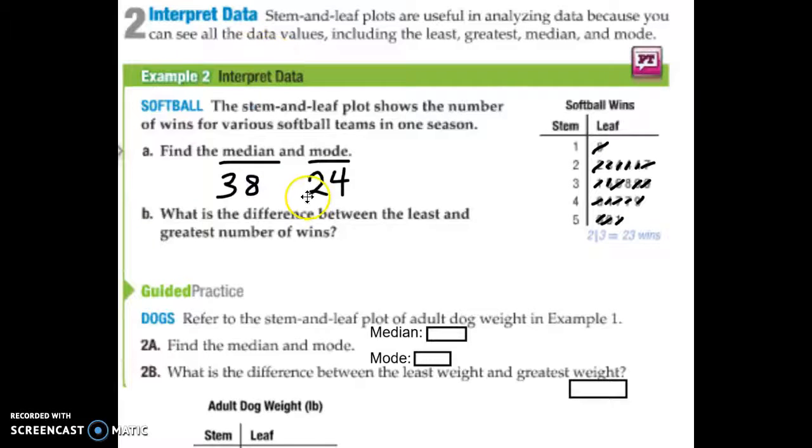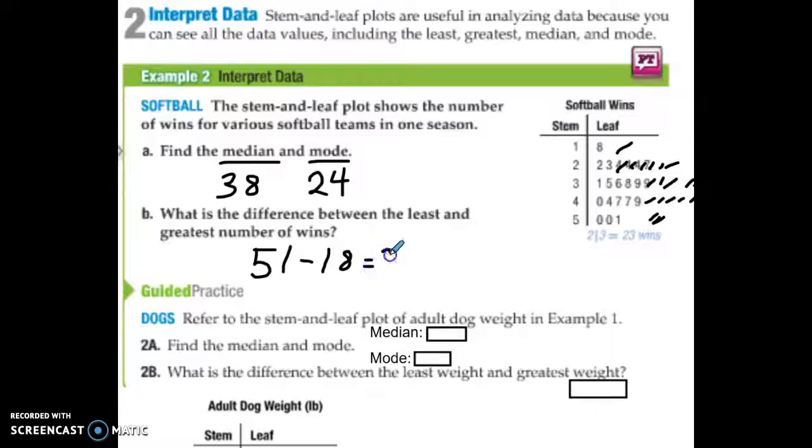Alright, and last question, what's the difference between the least and greatest number of wins? Well, I just said the least was 18, the greatest was 51, so the difference means subtract them. So 51 minus 18 should be 33. Okay, again, extra practice you want right here. Median, mode, difference between least and greatest.